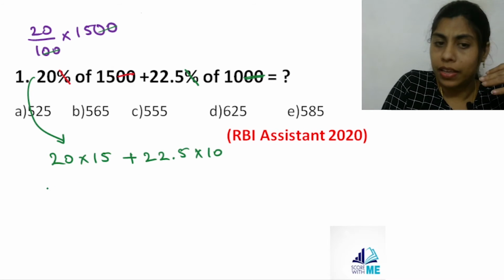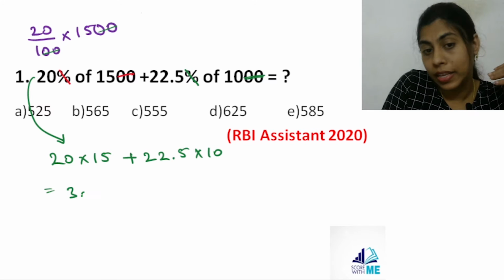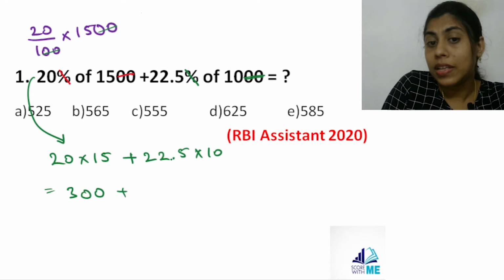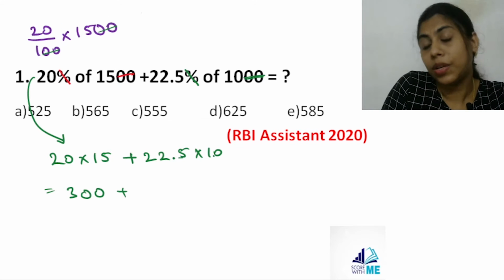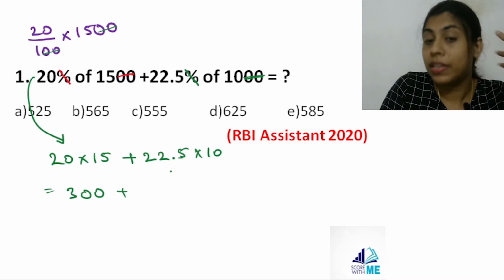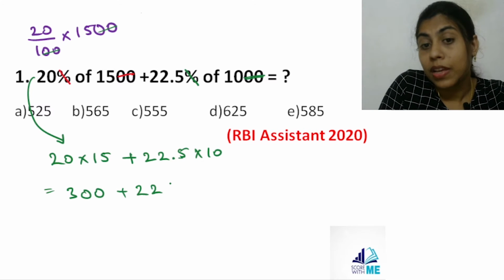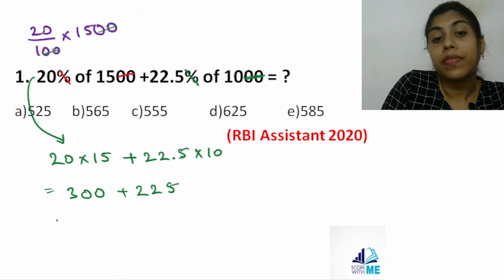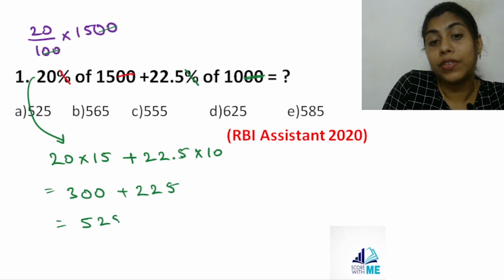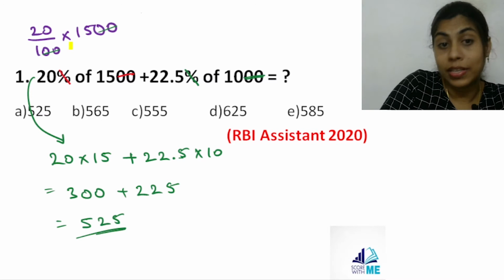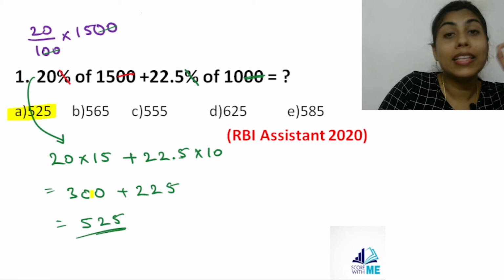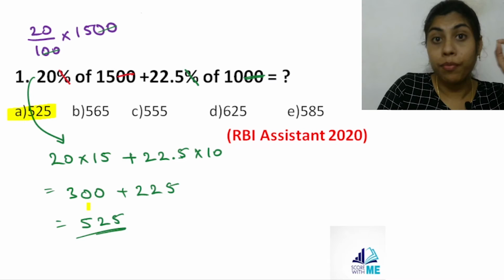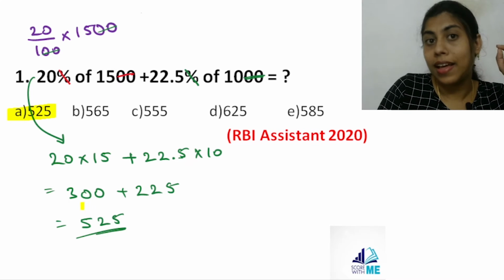This is nothing but 20 into 15 is 300, plus 22.5 into 10 is 225.0, and again that point and zero vanishes. This becomes 225. So this is nothing but 525, hence our answer is option number A. This question should not take more than 30 seconds and this will give us an answer very quickly.